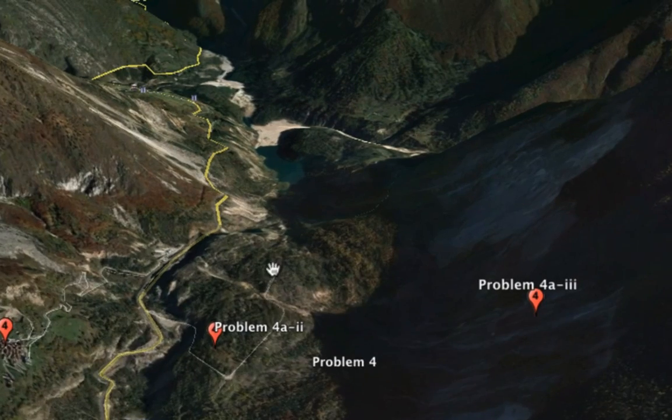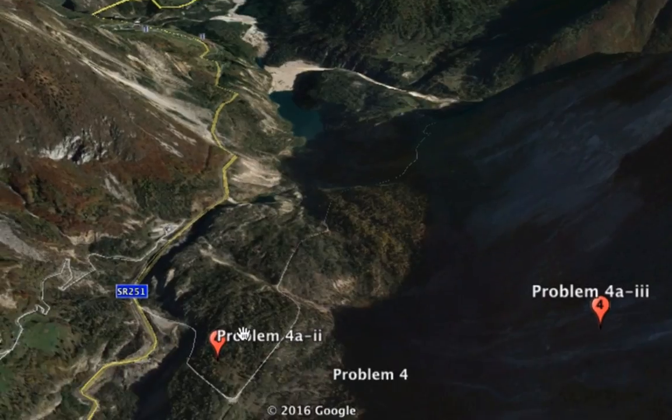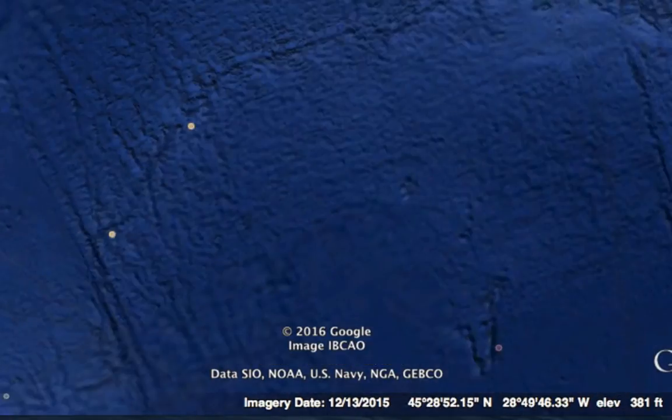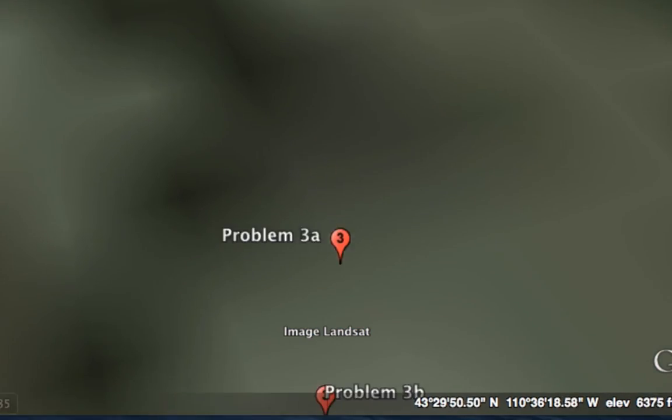Other thing I want to point out, problem 4A2 points to all these hummocks. This is a debris slide here, and these are all the hummocks that resulted from this sliding scarp over here. So that's problem 4. Problem 3 deals with a slide near Jackson Hole, Wyoming, which is that one where we developed the slide lake.